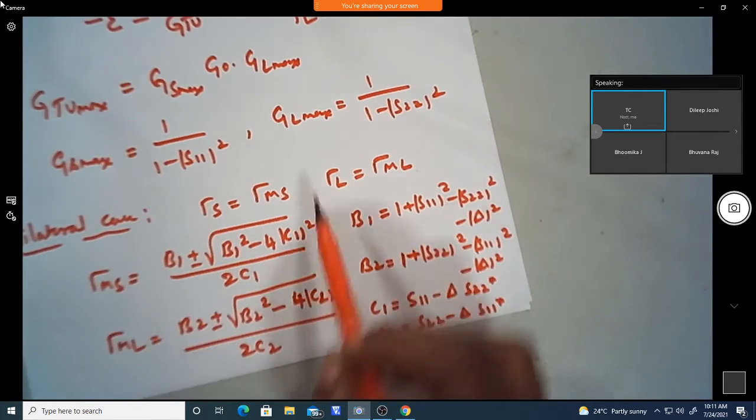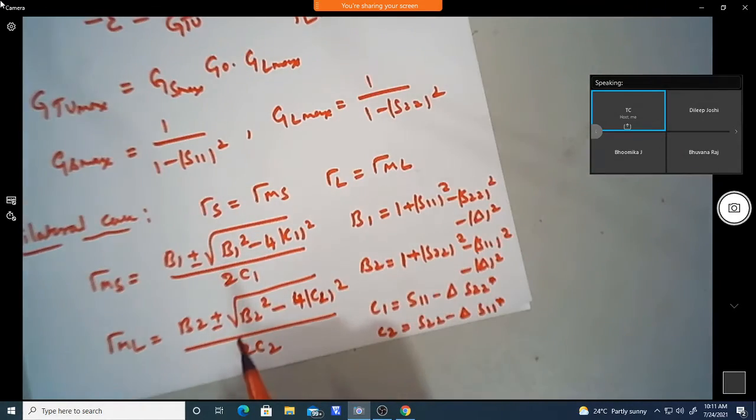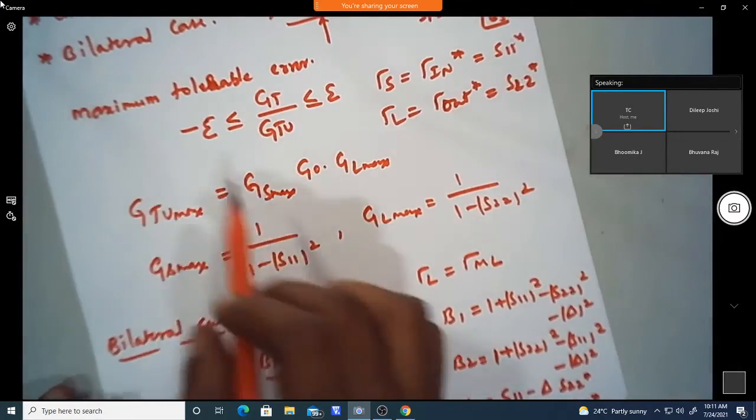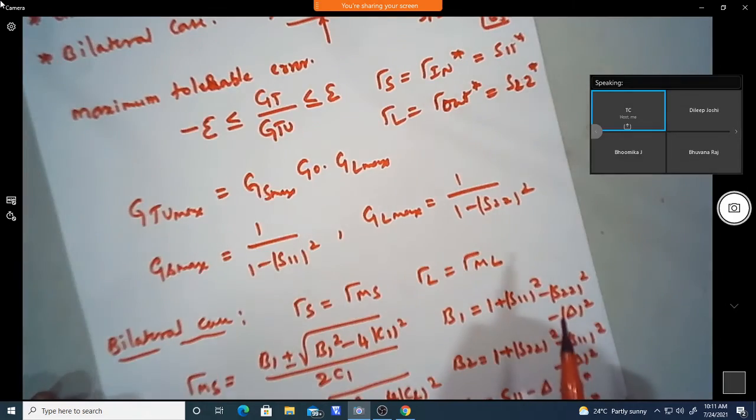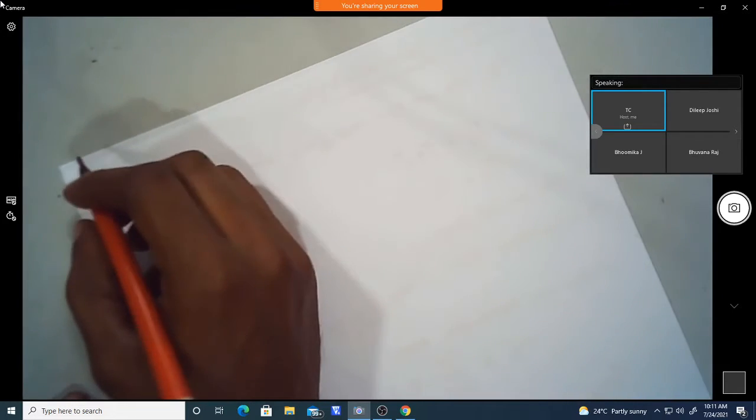In your course we have only designed the unilateral case, there is no bilateral case. So now we will take one design of maximum amplifier gain and see what tolerable error we can calculate for a particular design. We can take one problem and try this maximum gain amplifier design.